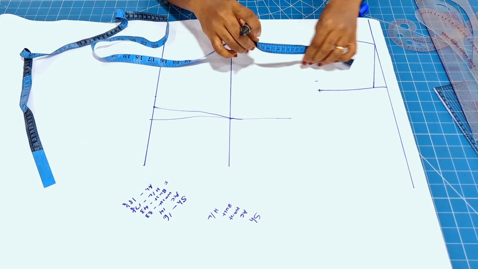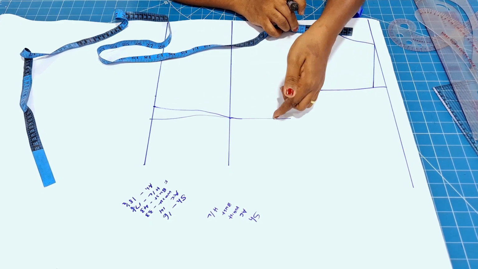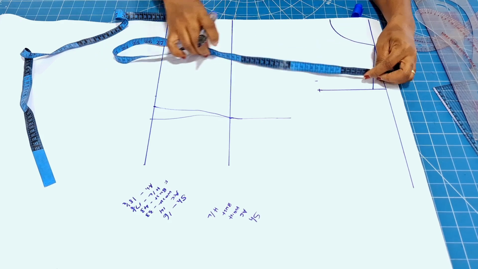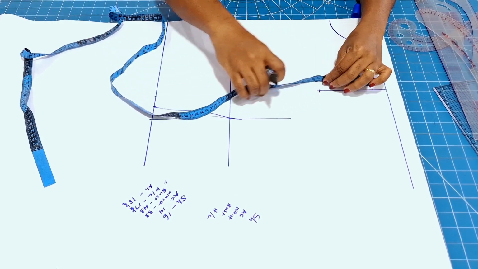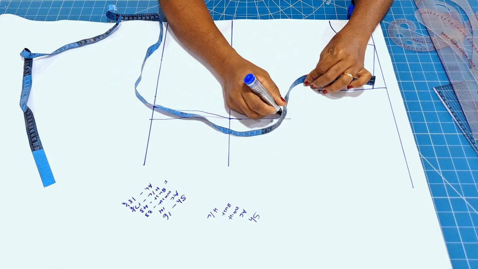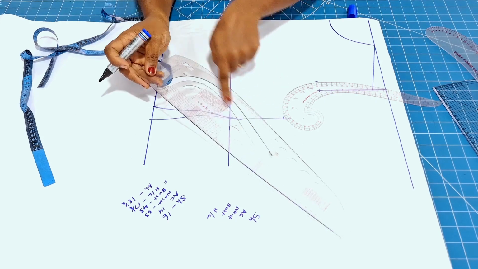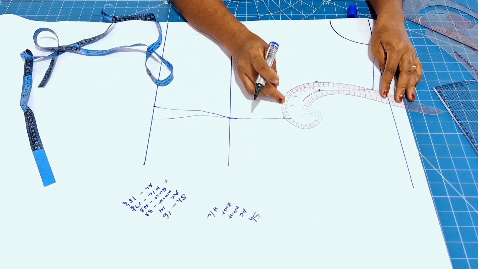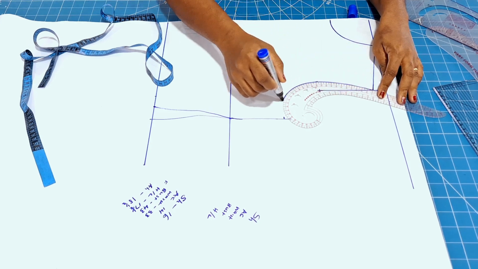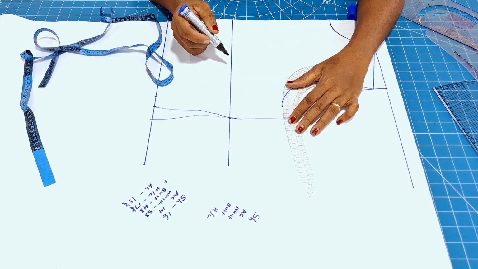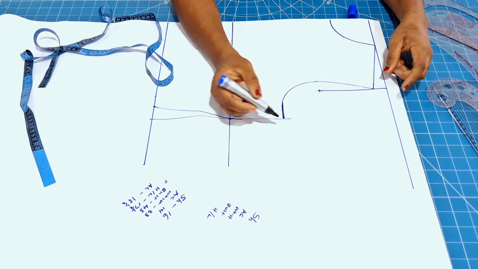Having written that down, I will be dividing this measurement by 2 and inputting it here. When I divide it by 2, it gives about 9 1/4. I'm going to use the tape to measure it, connecting from the shoulder tip to the across chest, and then to where that 9 1/4 touches the bust vertical line. Then we use our armhole curve to draw it, just as you have seen me do.